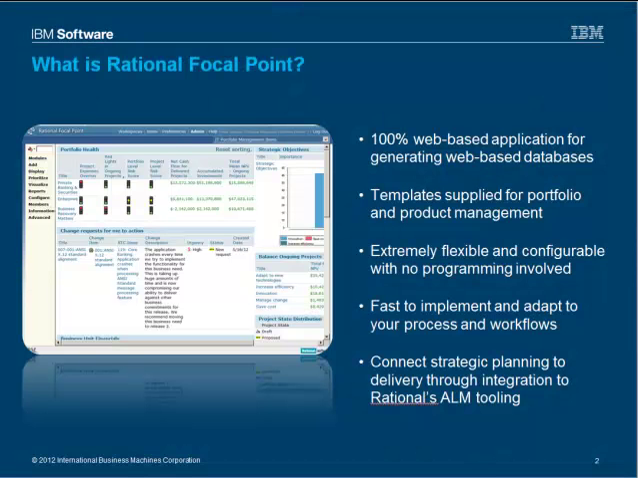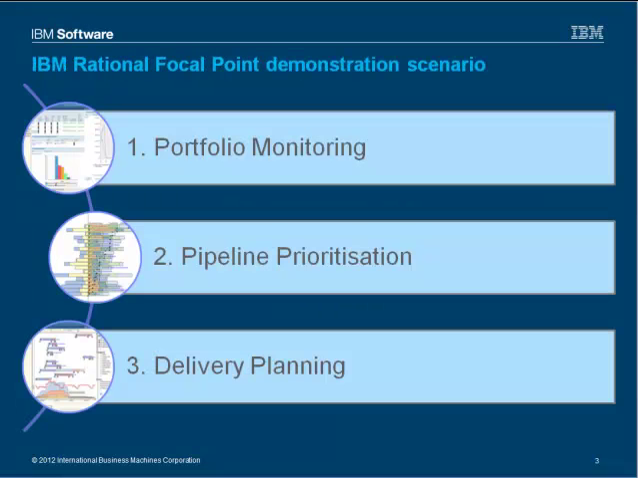Focal Point is a very flexible web-based application which is used to automate processes around portfolio and product management. It's very flexible, it's very configurable, and it's very easy to adapt Focal Point to suit your processes and workflow, so it doesn't impose a certain way of working on you. It also connects into the other parts of the IBM Rational ALM tooling platform to help connect strategic planning through to delivery. In this demonstration, we're going to throw focus on three scenarios.